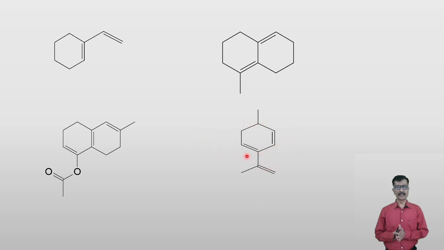So being a homoannular system, and this double bond is not in conjugation, it's a homoannular diene, no double bond extending conjugation. Here, for exocyclic double bond, both carbons are in one ring, both carbons in one ring, so no question of exocyclic double bond.